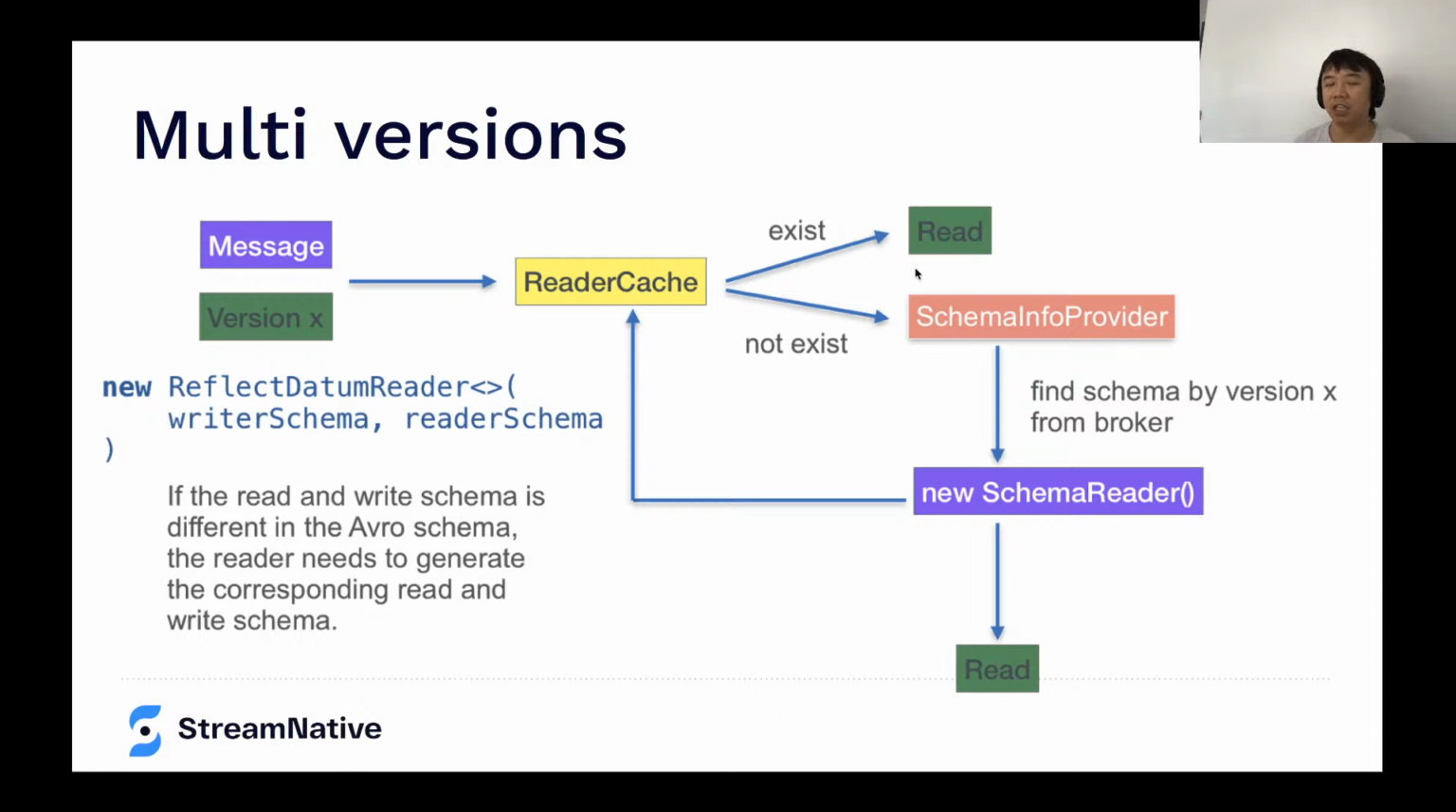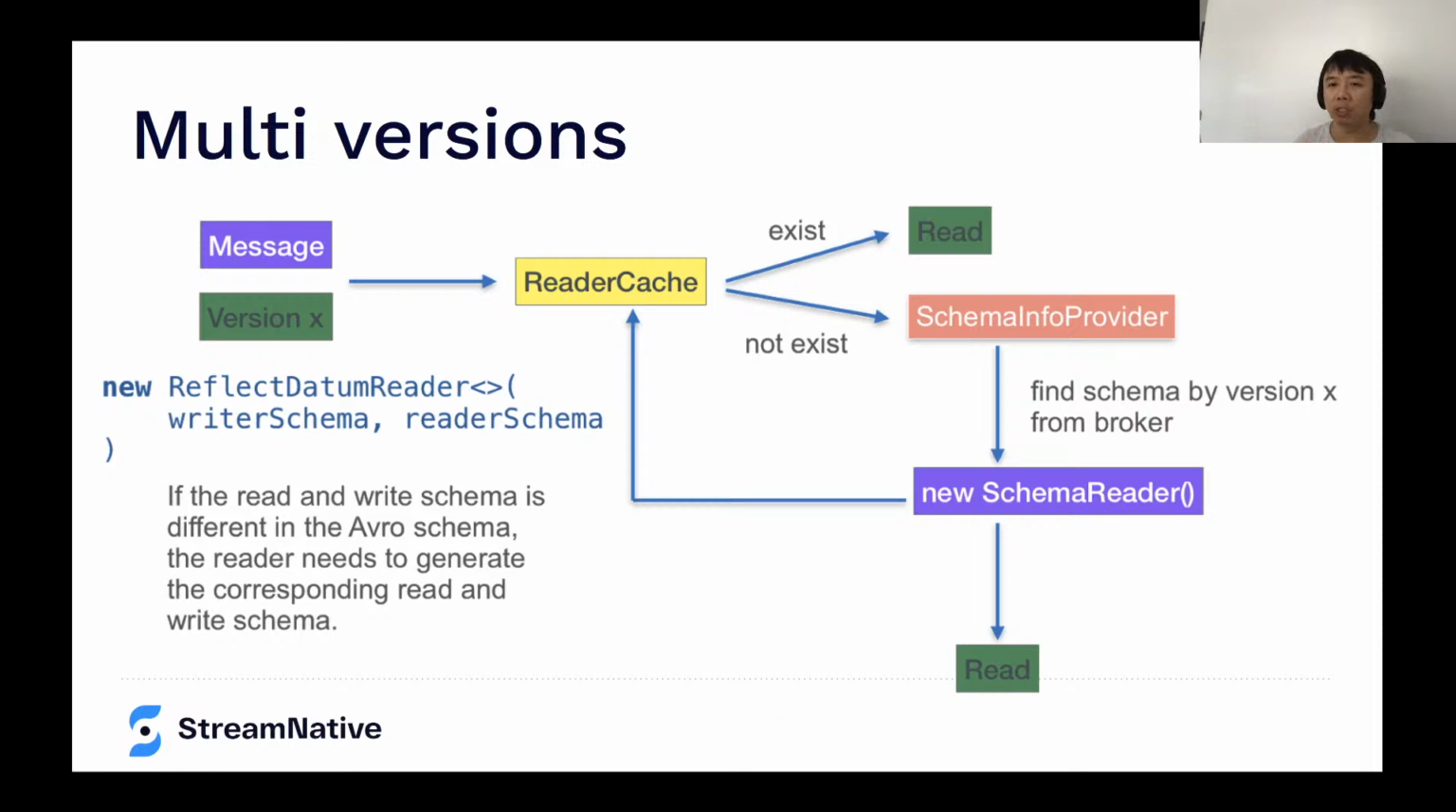Then if the schema doesn't exist, it calls a schema info provider, and the schema info provider goes back to the broker to look up the schema by the given version, and then caches the schema reader within the schema reader cache. In this way, no matter how many versions you have along with this topic, the consumer is able to correctly deserialize the message based on the schema.